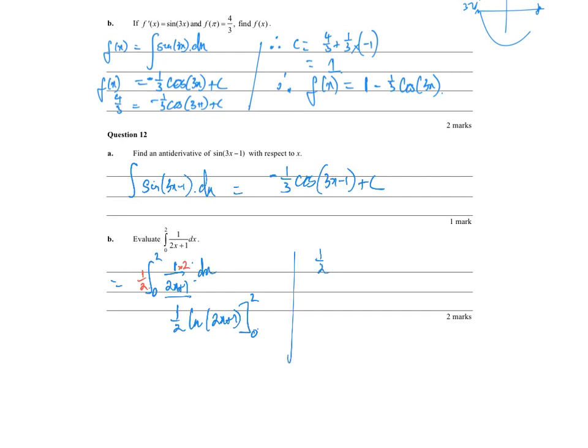So I get a half out the front of natural log of 2 in there is a 5 minus natural log of a 0 in there is a 1, and natural log of 1 is 0. So I get a half natural log 5. Job done.